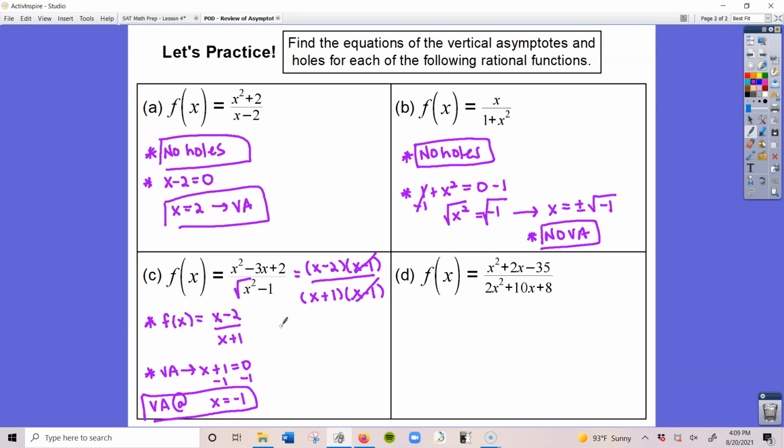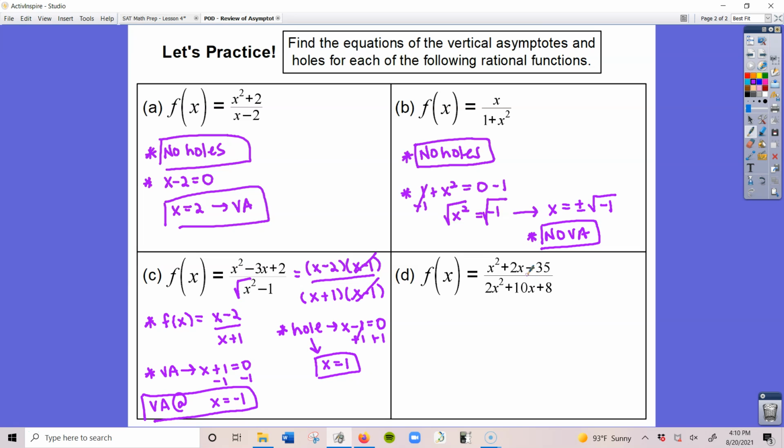Now for the hole. Since we do have a common factor, that means that we do have a hole. And the factor that canceled was the x minus 1. So we make that equal to 0 and solve for x. We would just add the 1 to both sides. So x is going to equal 1. And this would be my hole.